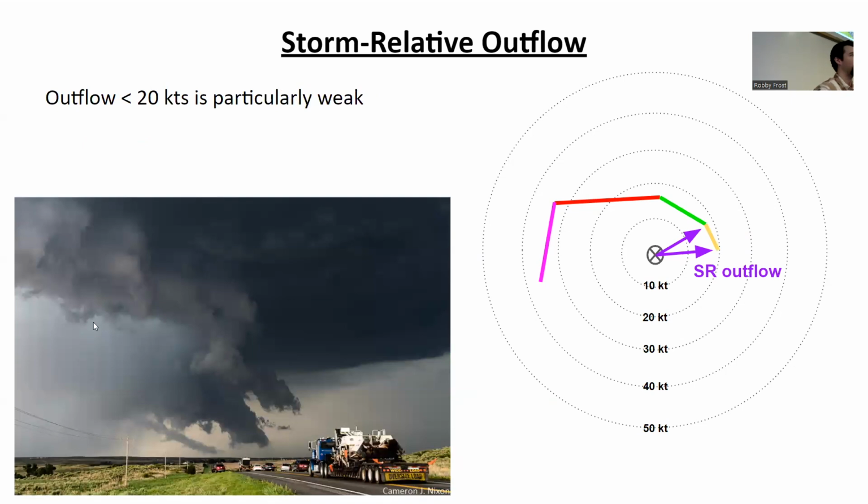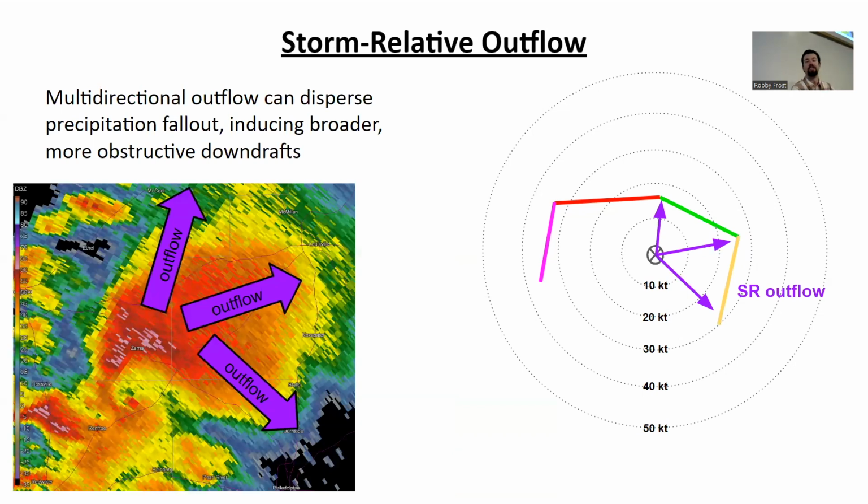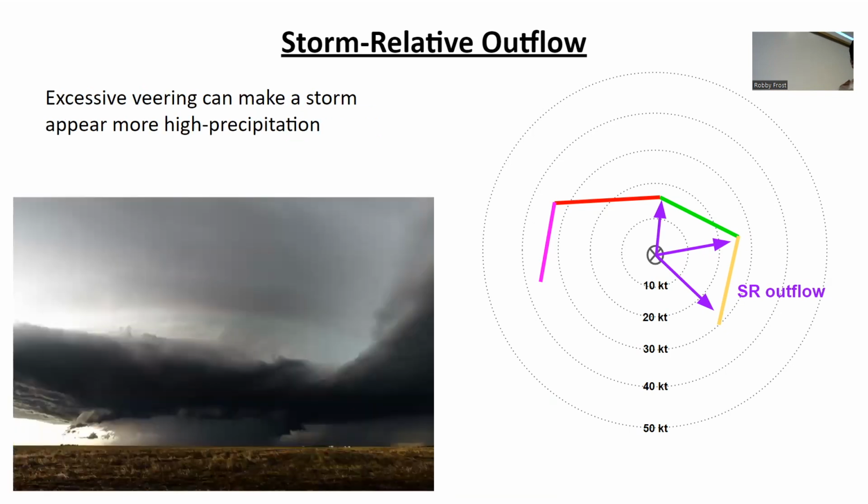Especially less than 20 knots or so is not really going to be a fun time for chasing. And you can even play with the direction of your storm relative outflow. When your outflow is in this multi-directional veered pattern, this can disperse precip fallout everywhere, inducing broader and more obstructive downdrafts. A lot of people think that veering and more veering is a really good thing, but excessive veering can really make a storm high precipitation. It can lead to downdrafts that disrupt the mesocyclone process.